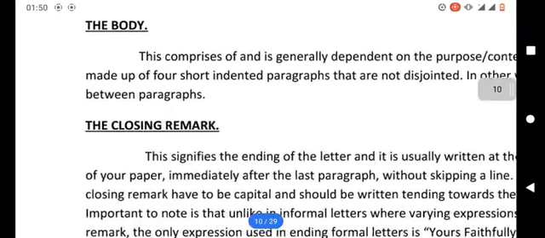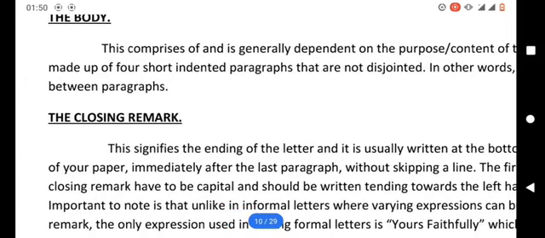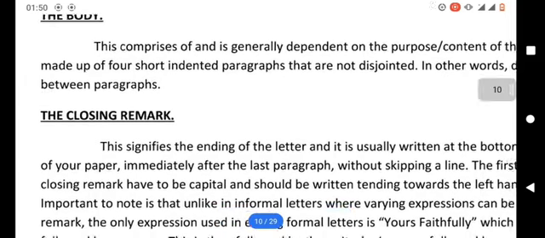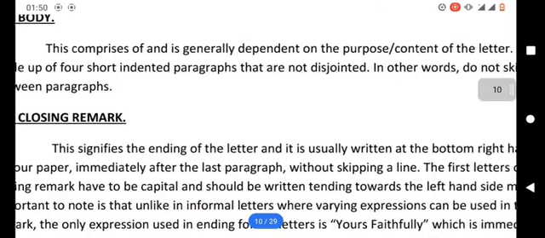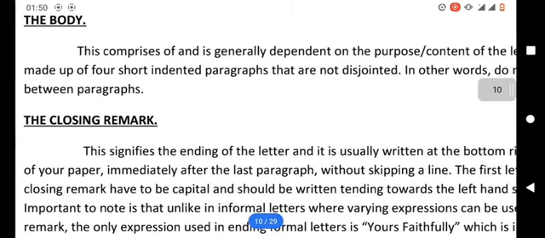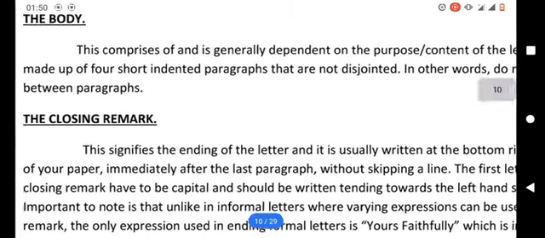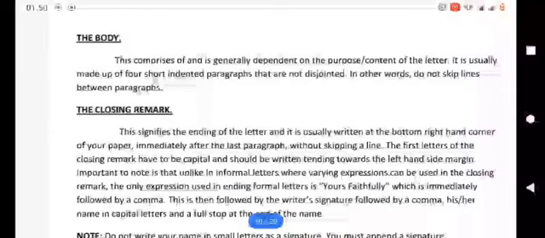Then up next is the body. The body comprises and is generally dependent on the purpose or content of the letter. Yes, it is written in paragraphs. Here we recommend 4 paragraphs. Do not skip lines when writing these paragraphs.